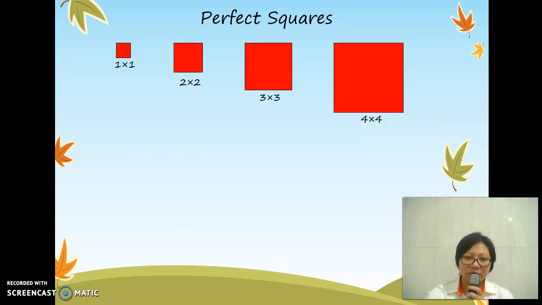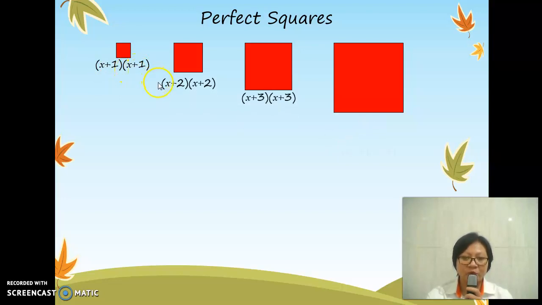In elementary, you have learned about perfect squares. 1 times 1, 2 times 2, 3 times 3, 4 times 4. In algebra, we are going to use algebraic perfect squares. Involving addition, for example, x plus 1 times x plus 1, x plus 2 times x plus 2, x plus 3 times x plus 3.